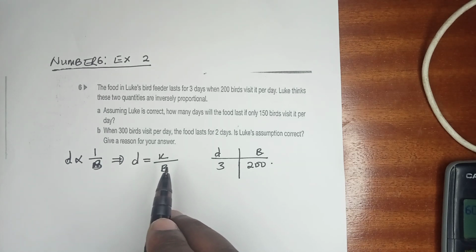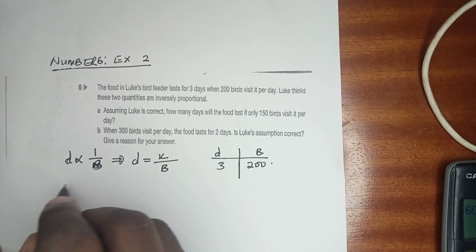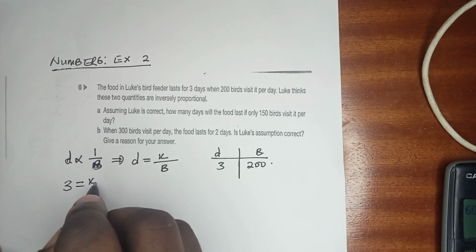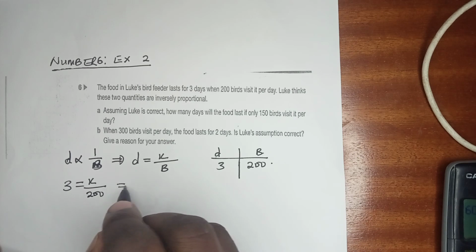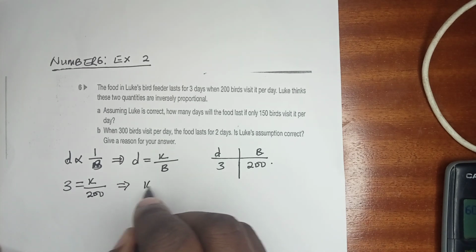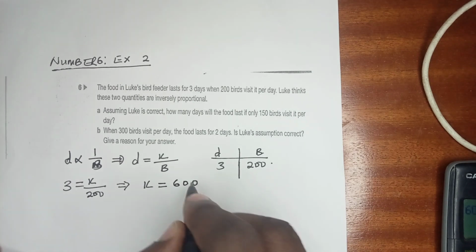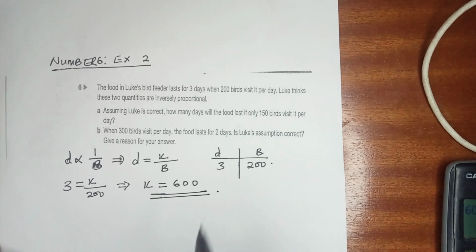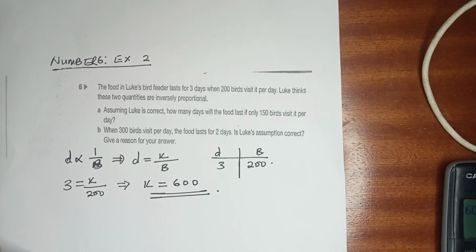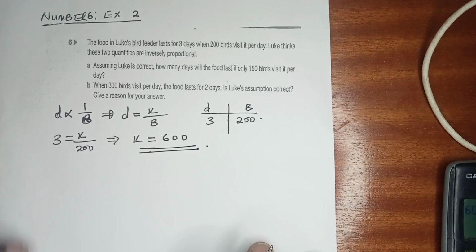The number of birds keeps changing, but K will not change. Let us now find the value of K. We have 3 days is equal to K all over 200 birds, and it goes without saying that K is equal to 600. That is the constant of proportionality. Let us now go straight to answering the question.